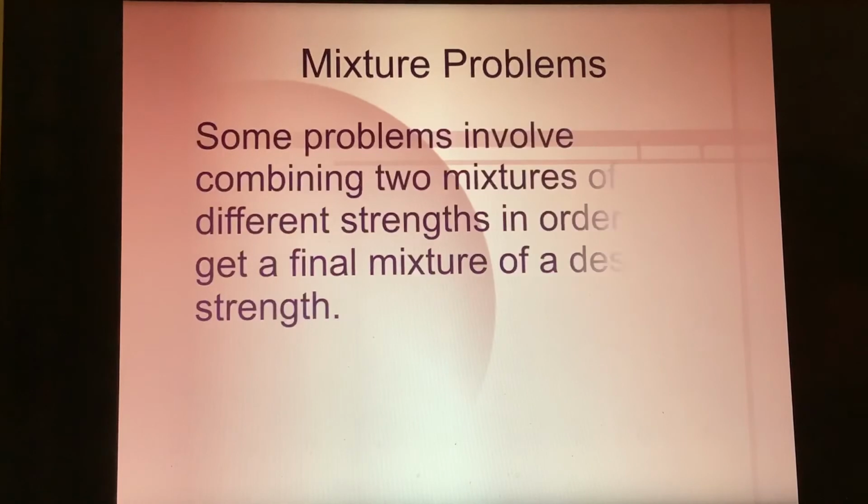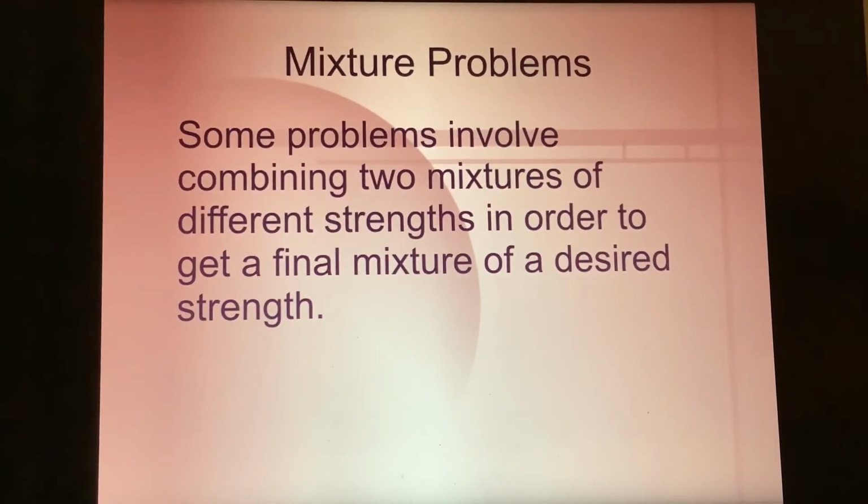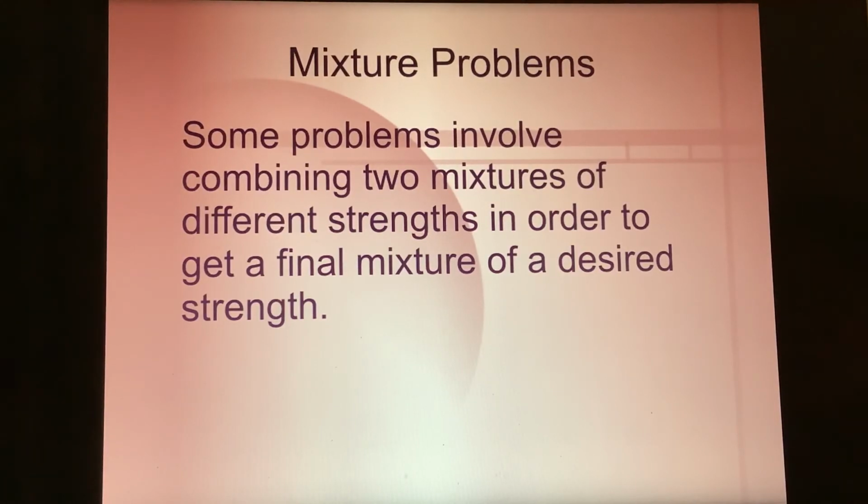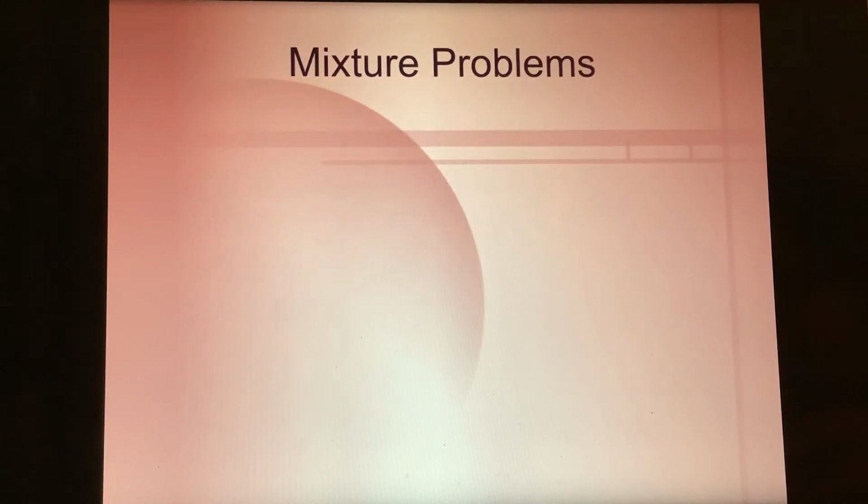These mixture problems, some problems involve combining two mixtures of different strengths in order to get a final mixture of a desired strength. So kind of like the cashews and the almonds. Cashews cost more than the almonds, right? So we had to mix the two different nuts and you get the final mixture. And now we're going to look at some examples that have to do with strengths in the mixture.